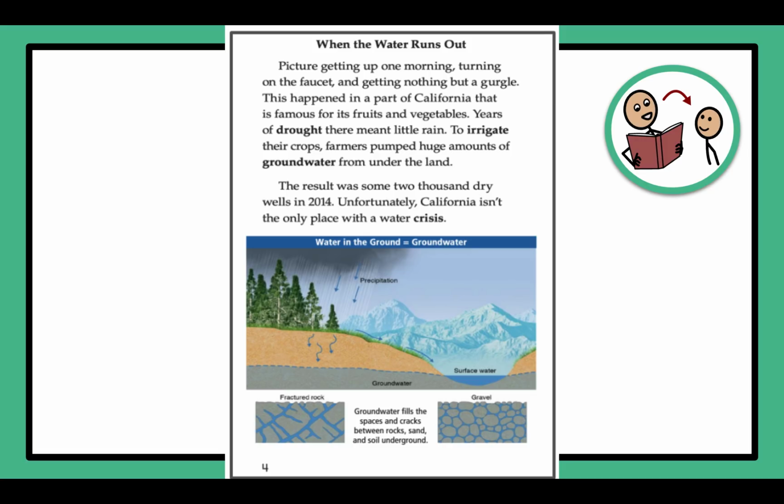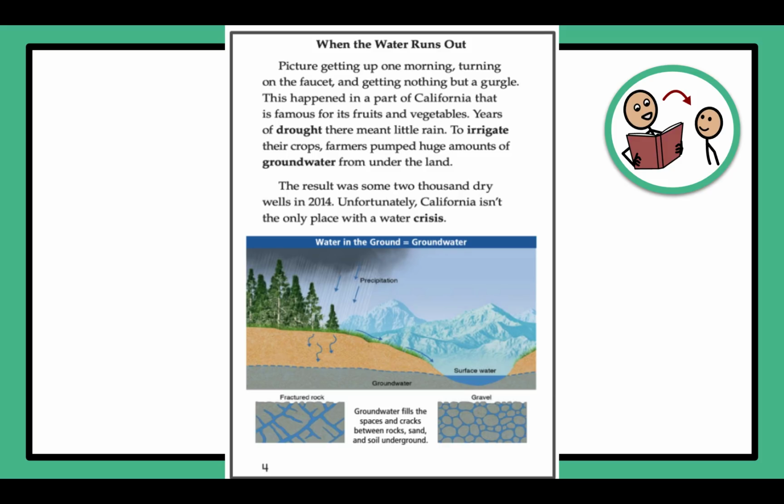When the water runs out, picture getting up one morning, turning on the faucet, and getting nothing but a gurgle. This happened in a part of California that is famous for its fruits and vegetables. Years of drought there meant little rain. To irrigate their crops, farmers pumped huge amounts of groundwater from under the land. The result was some 2,000 dry wells in 2014. Unfortunately, California isn't the only place with a water crisis.